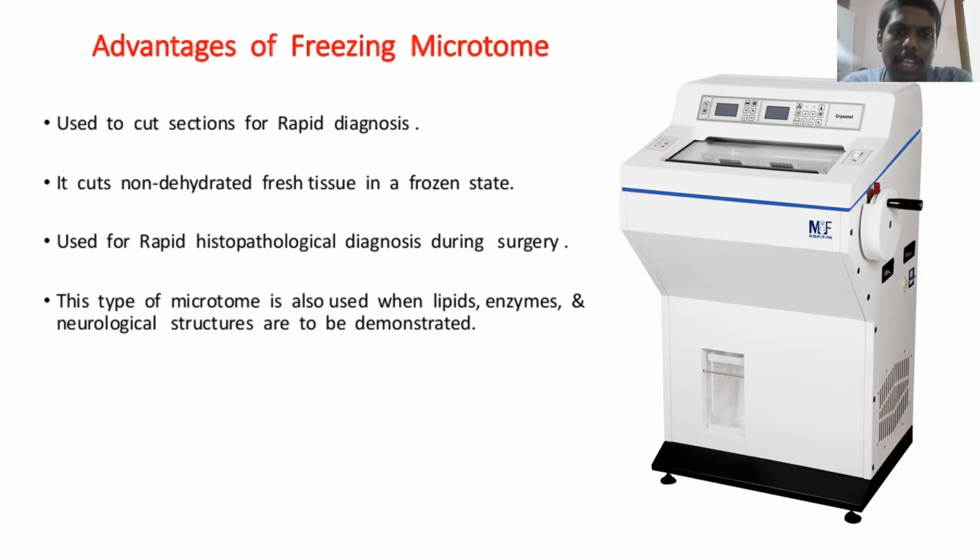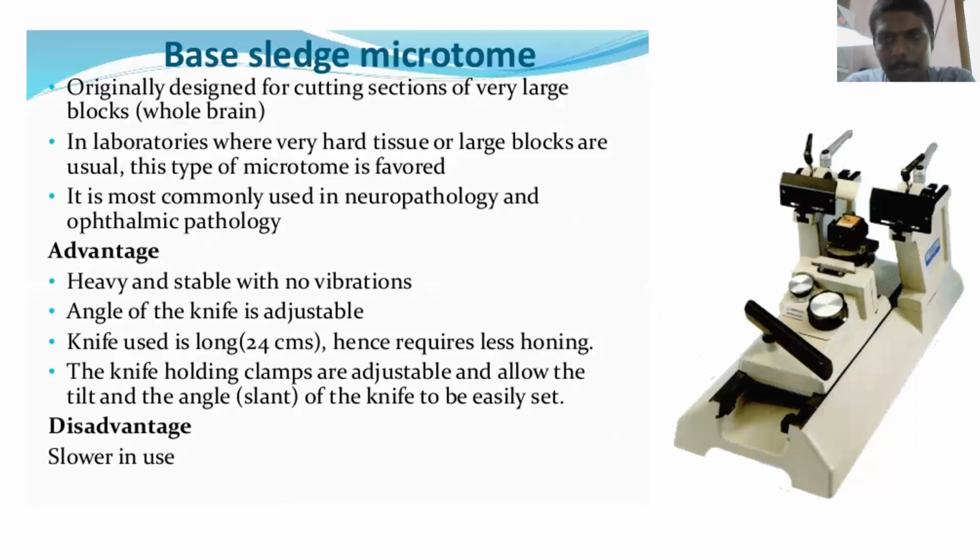Especially this is used during emergency situations, such as when the patient is in the surgery ward and the doctor immediately needs a report to see what type of tumor the patient has upon doing surgery. In those emergency situations, we will proceed with the freezing microtome. Then we have one more microtome, which is called the base ledge microtome. Its advantage is that we can obtain larger sections of the tissues. So it is extensively used for obtaining sections of the neural system of our body, such as the spinal cord and brain.